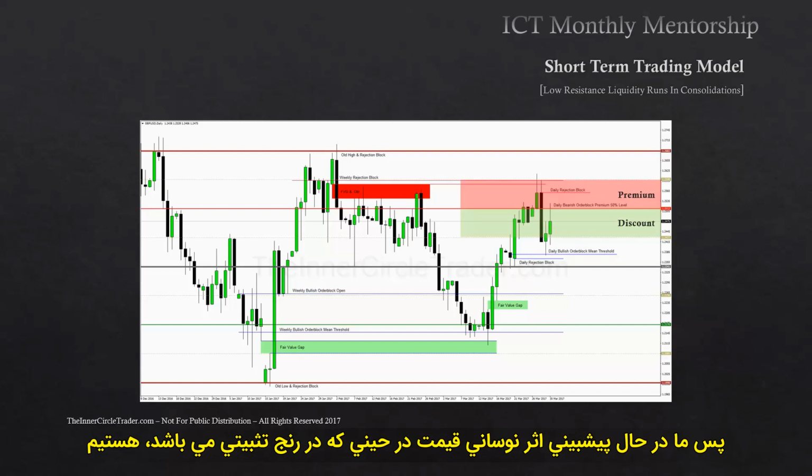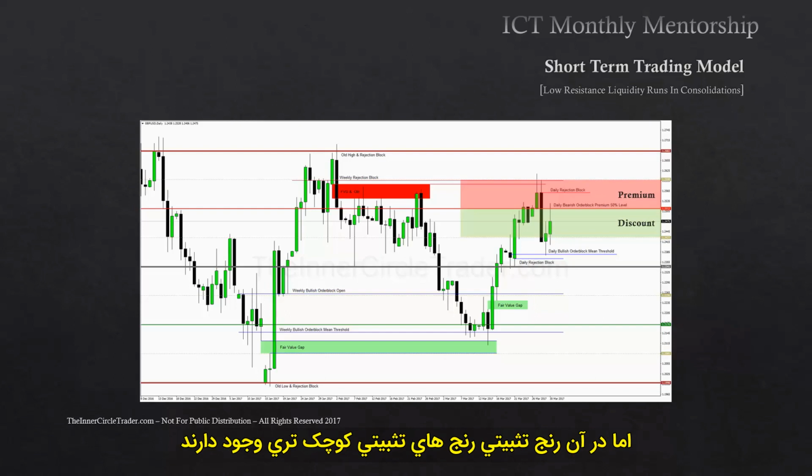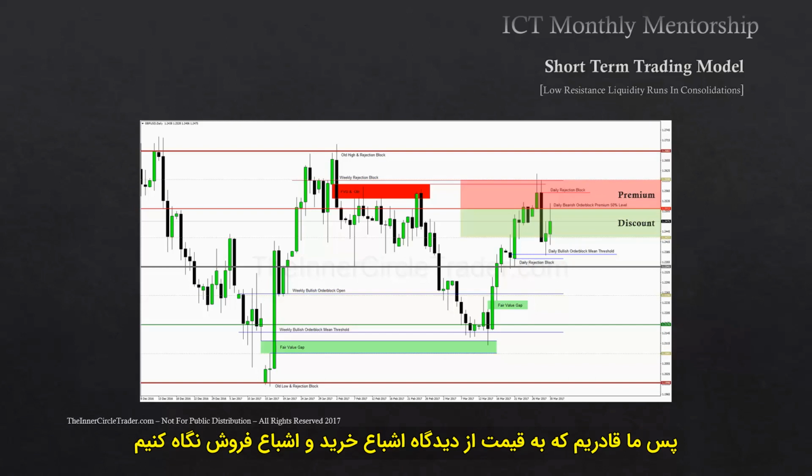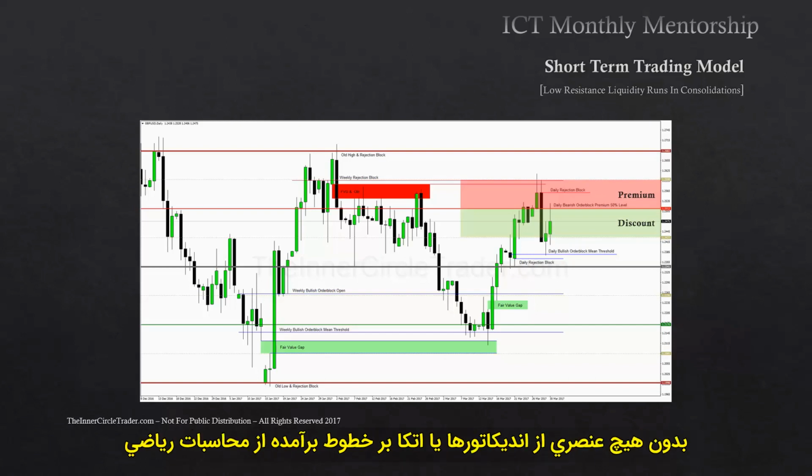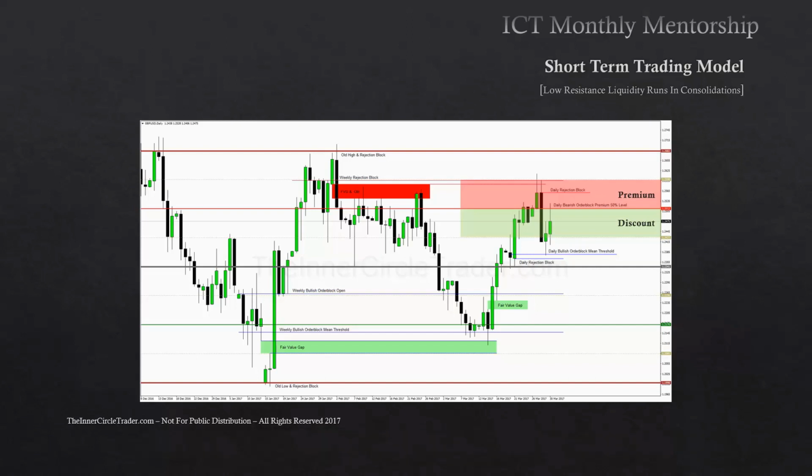So we're anticipating the oscillation effect of price while it's in consolidation. But in that consolidation, there's smaller consolidations. So we're able to look at price in the view of overbought and oversold without the element of indicators or relying on mathematically derived number crunching lines.